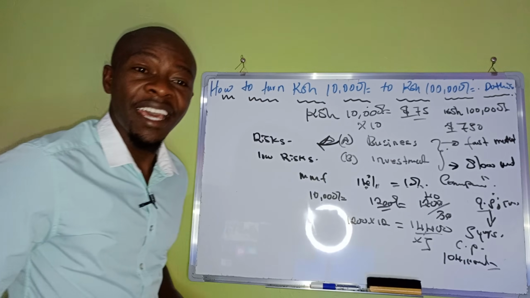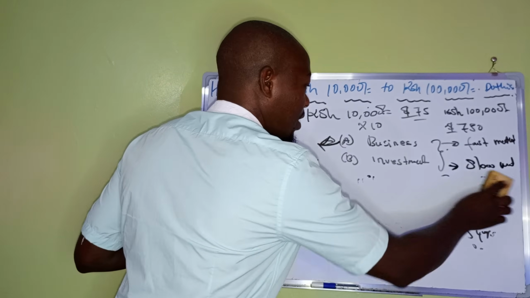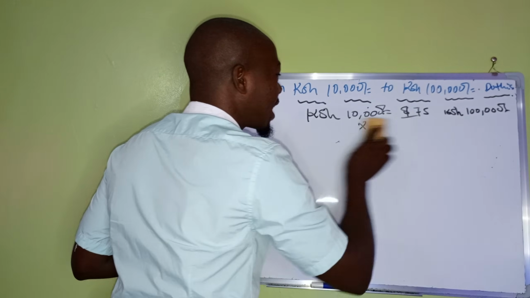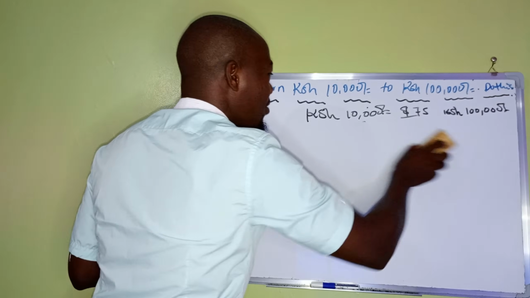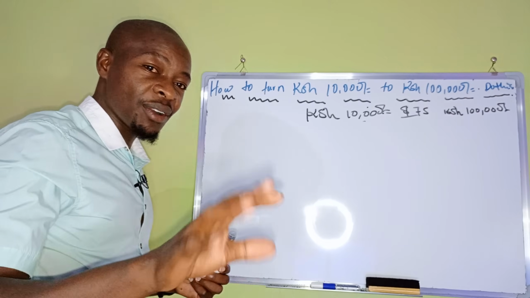Okay, now that's the longer route. Let's go to the shorter one. That was the investment method. Now let's go to the business method. What is the business method, and what exactly can you do? If you're out here watching me and you have a little bit of a risk appetite, this is your point.